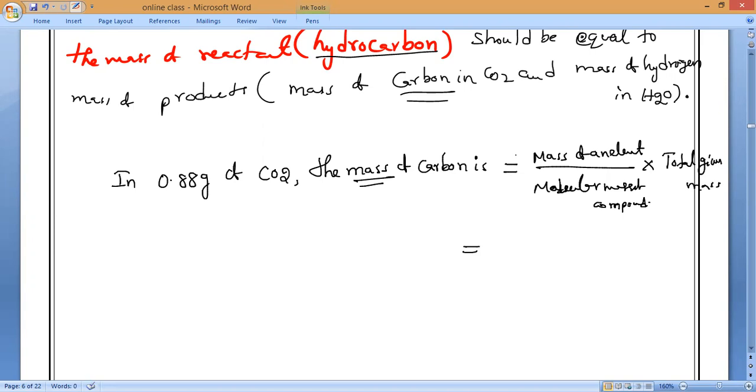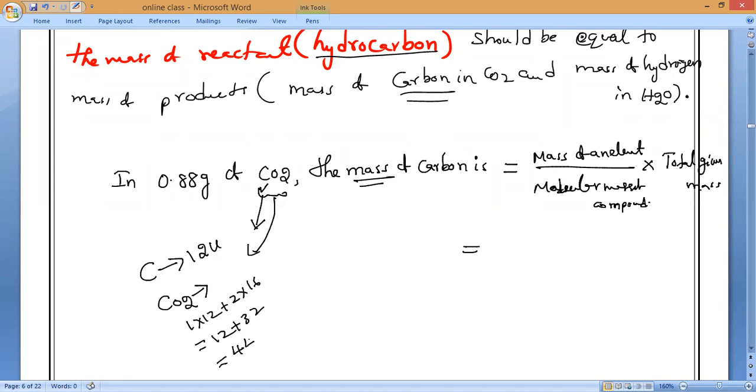Now tell me, what is the mass of the element, carbon alone? What is the atomic mass of carbon? Carbon atomic mass is 12 u. What is the molecular mass of carbon dioxide? We already did it: 1 into 12 plus 2 into 16, which equals 12 plus 32, which equals 44 u. So 12 divided by 44 into the total mass given. What is the total mass given? 0.88. So if we solve this, we will get the answer.